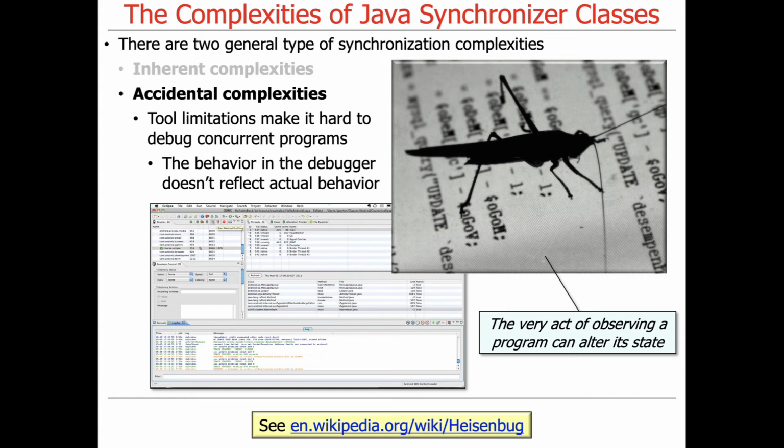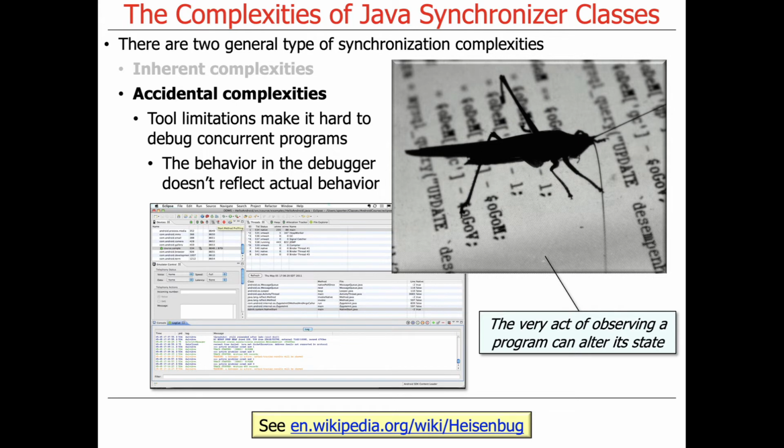So one of the big problems we run into a lot when we try to debug concurrent programs is that the behavior of the program in the debugger actually affects or doesn't reflect the actual behavior of the program when it's running in the wild. And this has actually got a name. It's called a Heisenbug, based on Heisenberg's uncertainty principle. And so the very act of observing the program can alter its state.